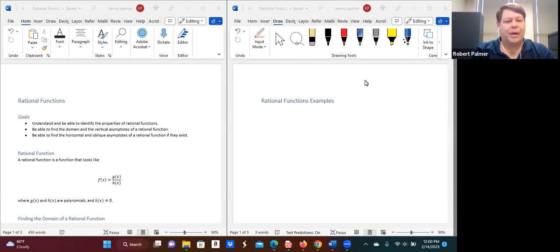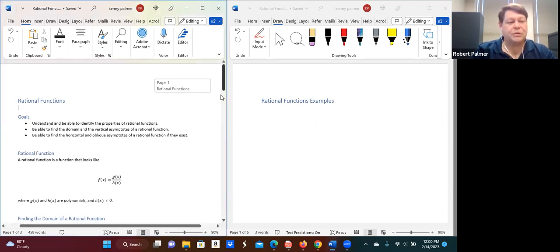Hello, welcome back. So today, we'll learn about rational functions. Our goals, as it says: understand and be able to identify the properties of rational functions, be able to find the domain and vertical asymptotes of a rational function, and we'll see how they're related, and also be able to find what are called the horizontal and oblique asymptotes of a rational function if they exist. I don't have these, some do.